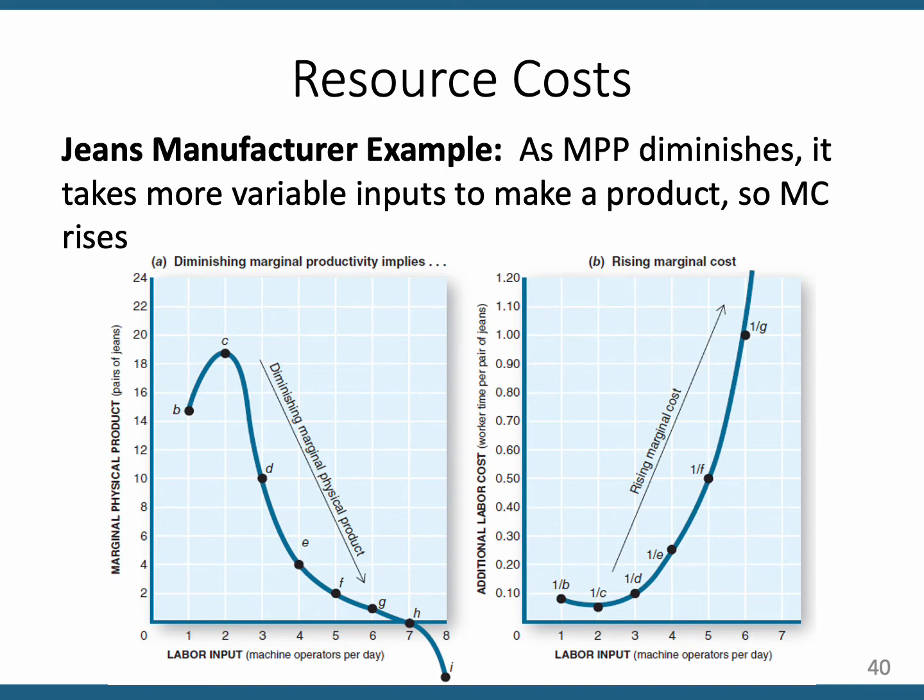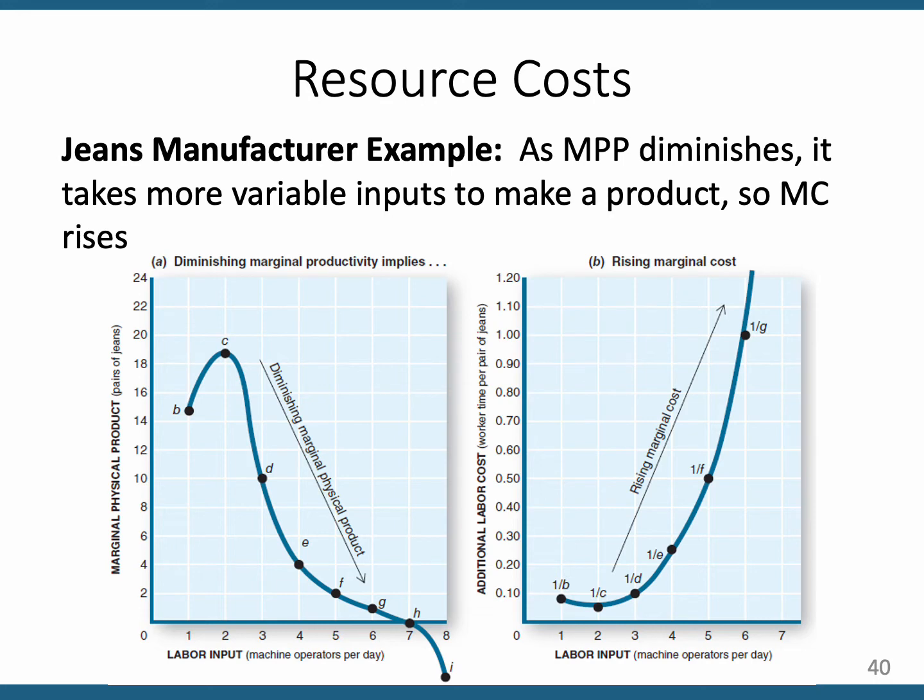We're back to our jeans example, and we're getting an understanding of the shapes of the cost curves. That's what we're doing in this chapter, because in the chapters after this, we're going to be adding those curves to the graph of supply and demand for pure competition, monopoly, oligopoly, monopolistic competition. So we need to understand the shapes of the cost curves. That's what we're doing in this chapter.